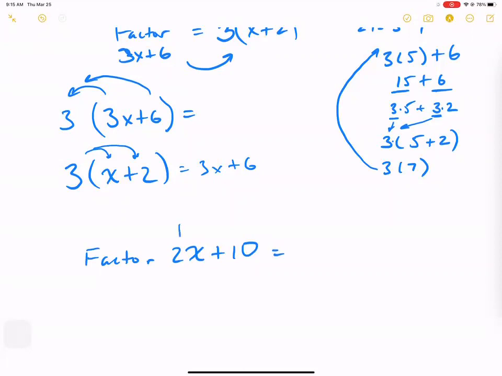What numbers can I pull out in common of 2 and 10? What numbers can I divide both 2 and 10 by? You can probably say 2. So I'm going to write the 2 in the front. Okay, I'm going to pull out the 2 in the front. Pull out a 2. What's left over? If I divide a 2 from everyone, we are left with an x by itself. 10 divided by 2 is 5.